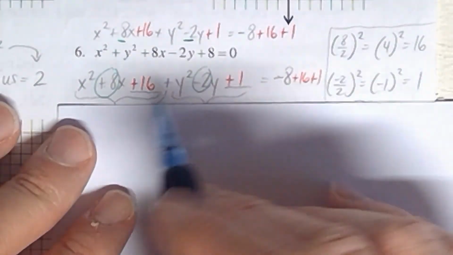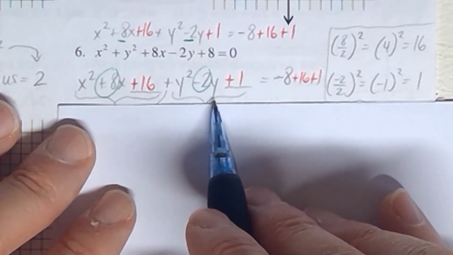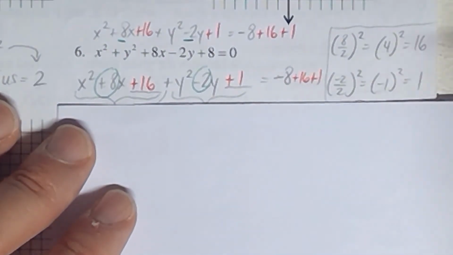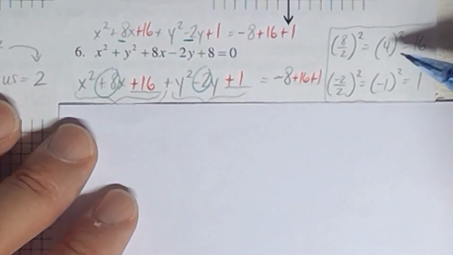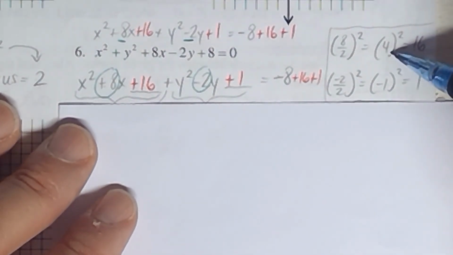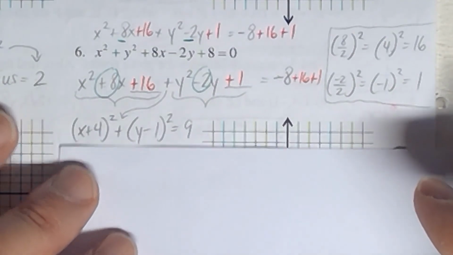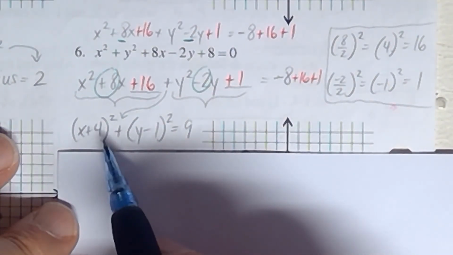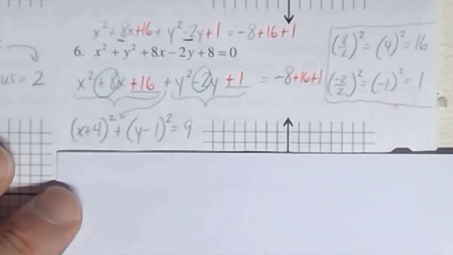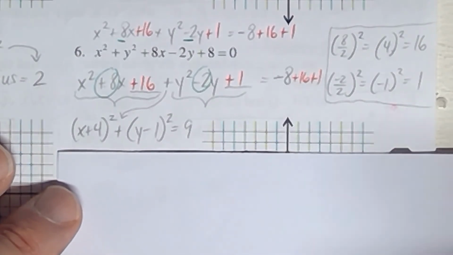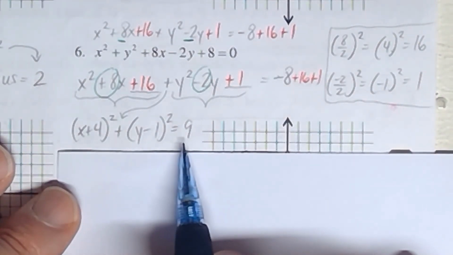How do I figure out what the brackets are equal to here, though? Just like you did in 8.1, you take the number that was being squared, not the 16 and the 1, but the number being squared. That would be +4 and -1, and that's exactly what goes in there. +4 for the x, -1 for the y. And now it looks just like the circle equation is supposed to look, doesn't it?